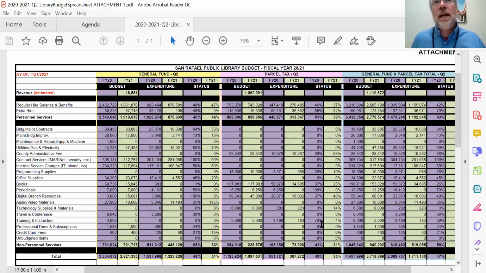Well, our strategy had been just to spend Measure D. Our strategy now is to try to really focus on spending general fund, because that doesn't roll over and Measure D does roll over. Okay, so Measure D is solely for the library, so it can't be spent for anything else.